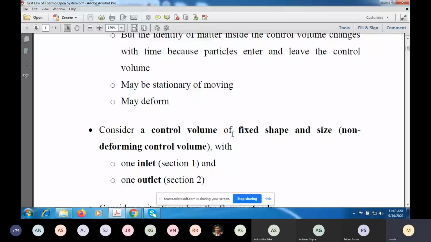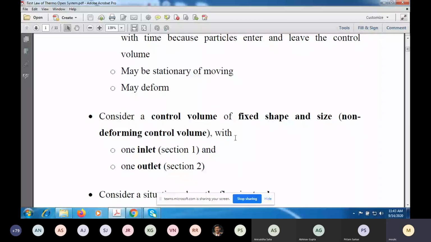Now in the case of the analysis of the Pelton turbine, we'll have to use the moving control volume. Okay. So first anyway, let me talk about the control volume, which is not moving. Okay.